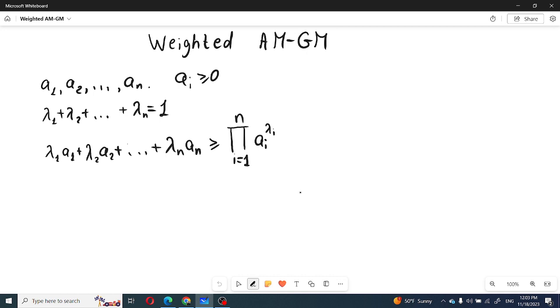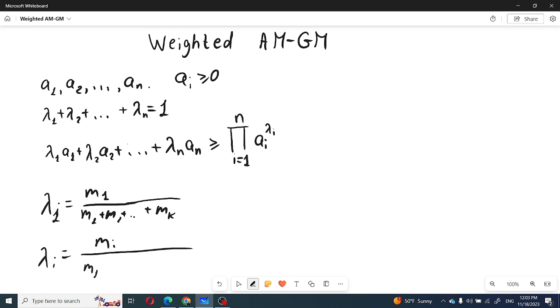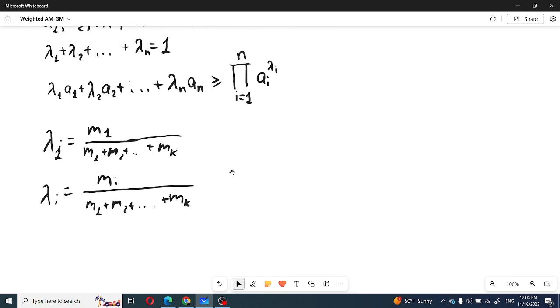The first one will be about the case when the lambdas are rational numbers. Clearly we can represent all numbers lambda 1, lambda 2 up to lambda n, if they are rational numbers, in this form: lambda i will be mi over the sum of the integers m1 plus m2 all the way up to mk. If you have any question about why we can represent it like this, please write in the comments and I will try to explain this more clearly.